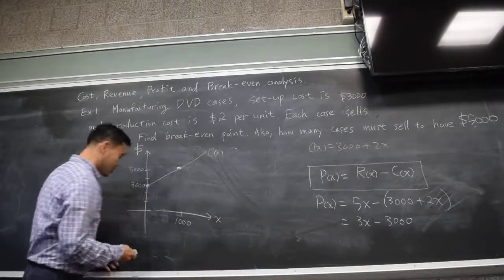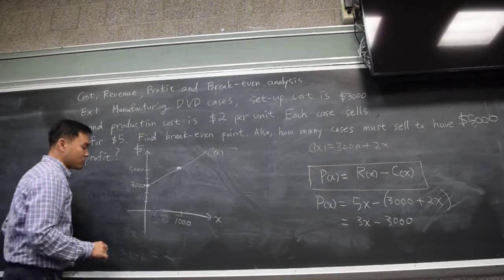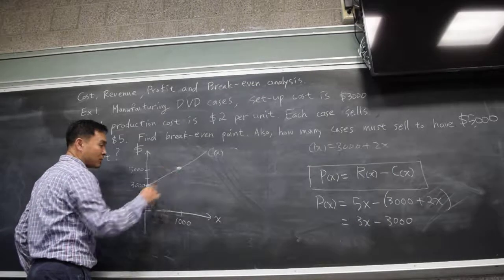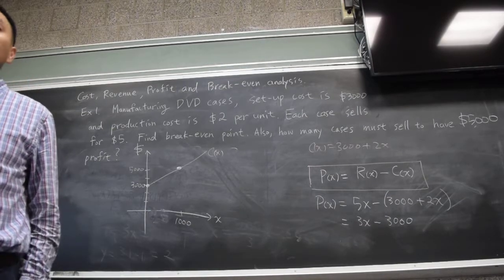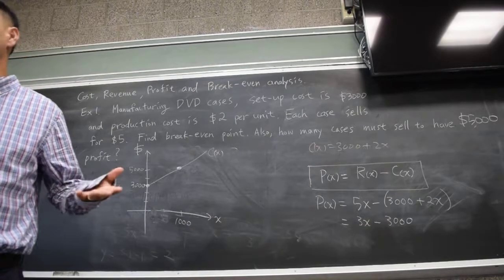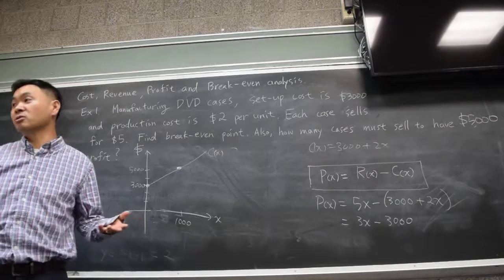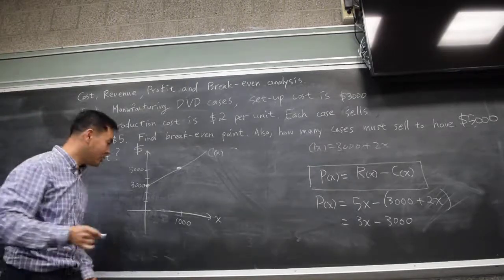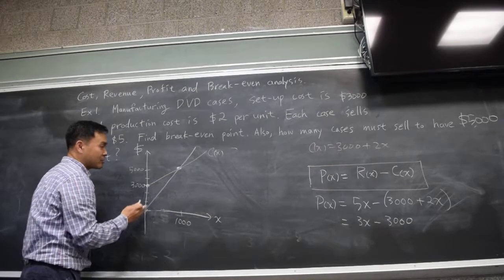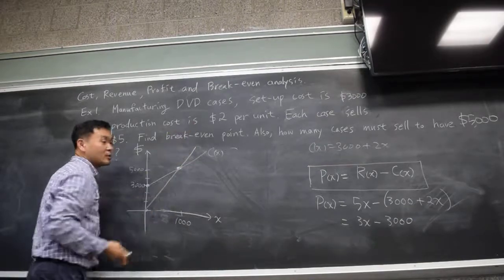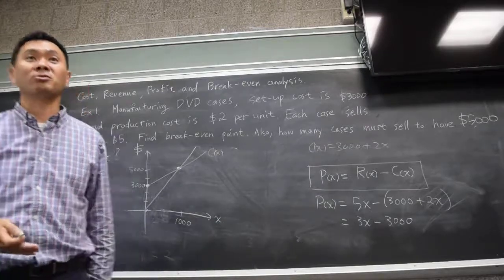Now what about the revenue function? Revenue function also passes through this, but what's the revenue when you make 0 DVD cases? Zero. Revenue, not profit, revenue, okay? Revenue is also 0. So this line that connects through these 2 points will be your revenue function, okay?